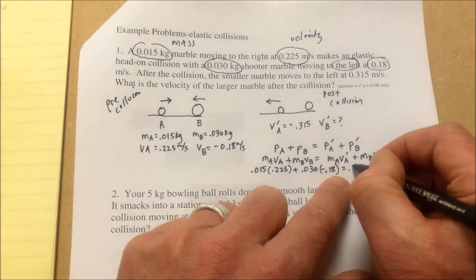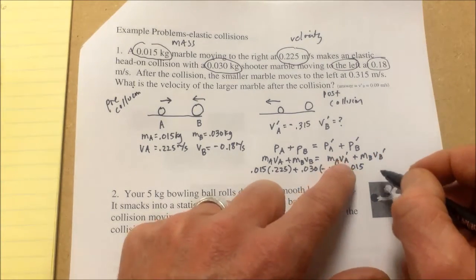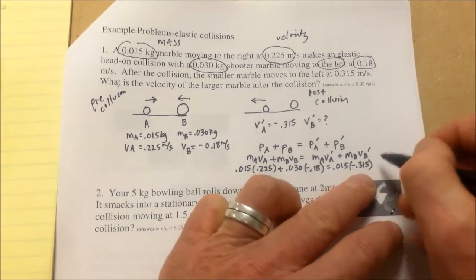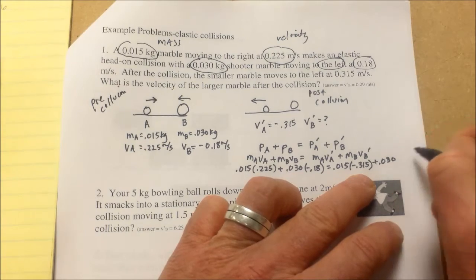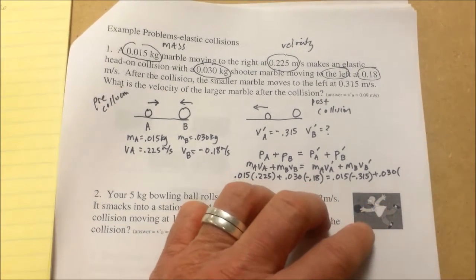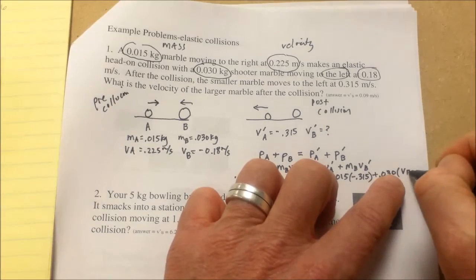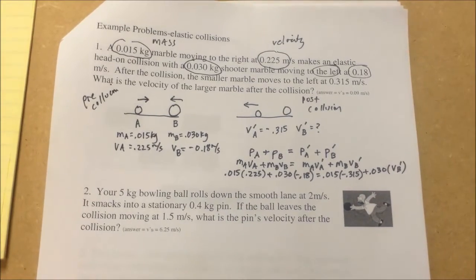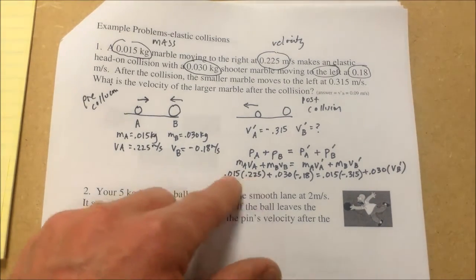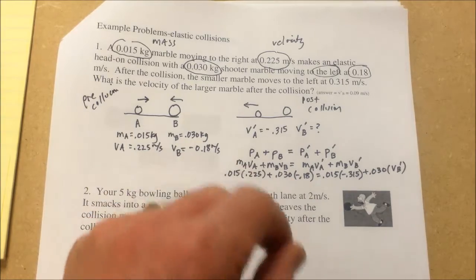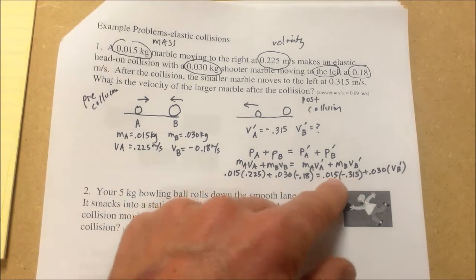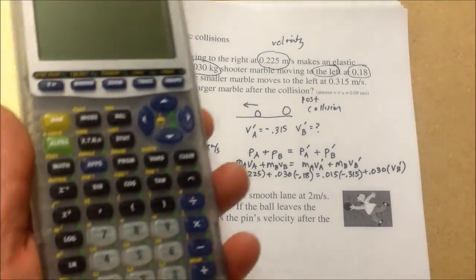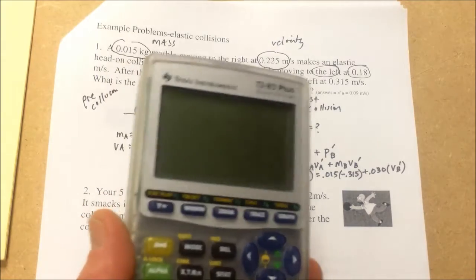That's going to equal the mass of A times its velocity, which was negative 0.315, plus the mass of B, 0.030, times, I'll just keep the unknown, VB prime. That's what we're trying to find here, so we can get its velocity. We have to multiply these, add them up, and then subtract this number. A calculator's pretty handy to have here. You can follow my calculations. Let me turn it on.